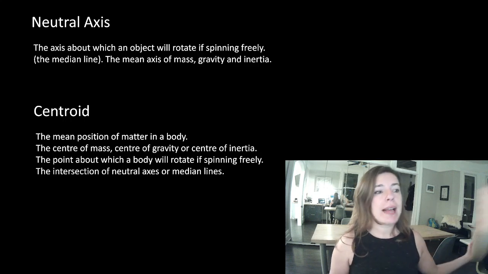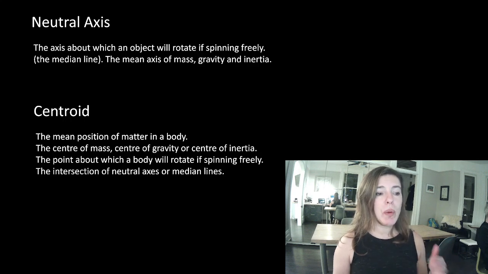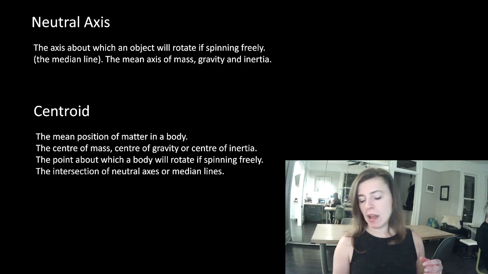So the neutral axis is the axis about which an object will rotate if spinning freely, or the median line, the mean axis of mass, gravity, and inertia. Centroid: the mean position of matter in a body, the center of mass, center of rigidity, or center of inertia, the point about which a body will rotate if spinning freely, the intersection of neutral axes or median lines.